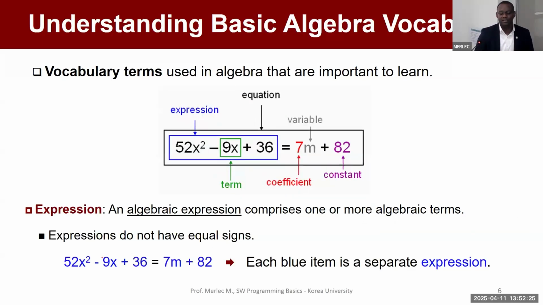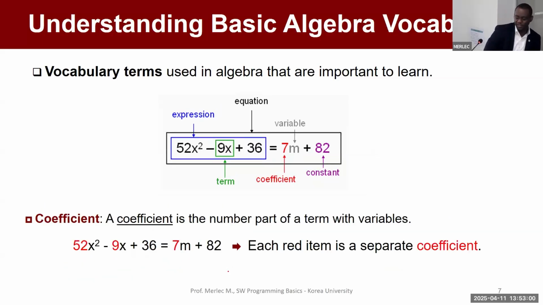The expression is a combination, okay, of terms with operators. Like here, we have one expression on the left side and one expression on the right side. We have terms which are combined with operators. You have minus, plus, so this makes an expression. And then you have another expression on the right side.